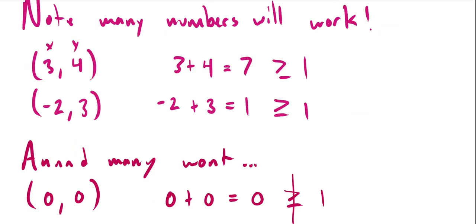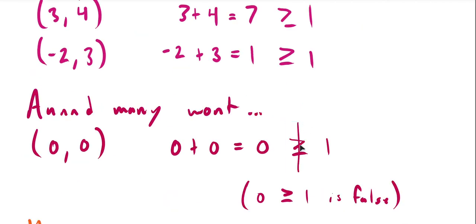And there's going to be many that don't work. For example, notice that the origin 0, 0 doesn't work, because 0 plus 0 is 0, and that is definitely not greater than or equal to 1. If this slash is uncomfortable, just think that if I said 0 is greater than or equal to 1, you would tell me that is a false statement. You would not agree with that, I hope.